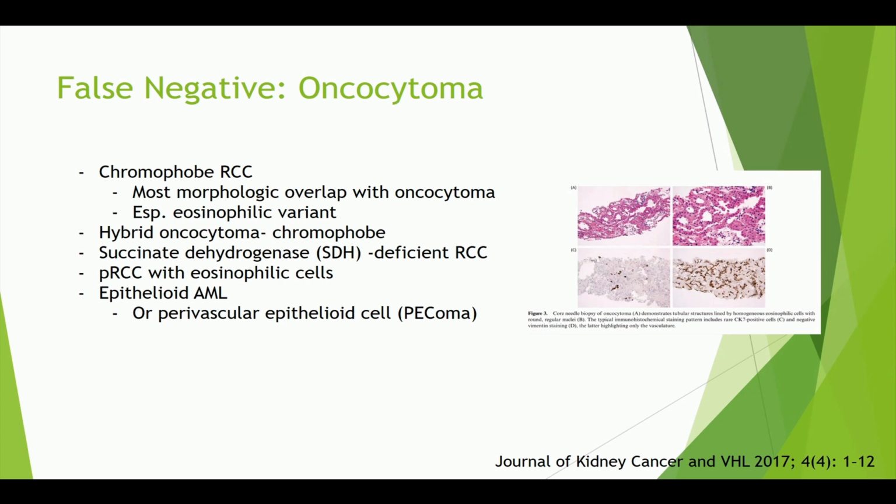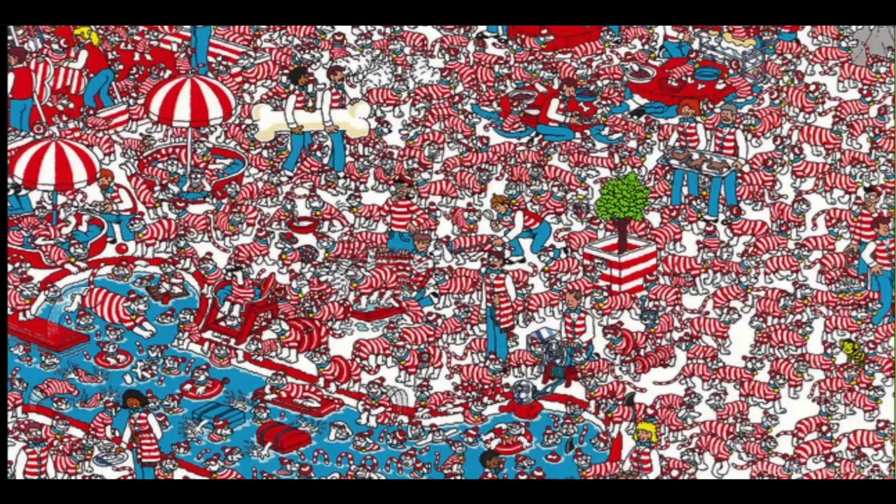Although oncocytic or eosinophilic areas can be seen in almost any renal neoplasm, there are a few entities which may closely resemble oncocytoma throughout the majority of the mass. Broadly, these are neoplasms with a solid or nested pattern of growth and abundant eosinophilic cytoplasm. A few entities most likely to mimic oncocytoma include chromophobe RCC, which has the most morphologic overlap, especially with the eosinophilic variant, hybrid oncocytoma chromophobe, SDH deficient RCC, papillary RCC with eosinophilic cells, or a PEComa. So this is a situation where seeing the entire picture or the surgical pathology provides a more certain diagnosis compared to relying on a smaller sample.